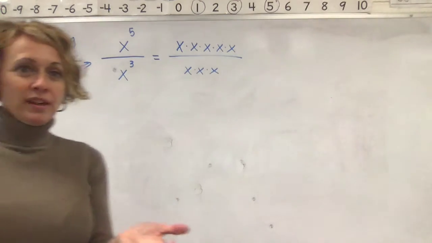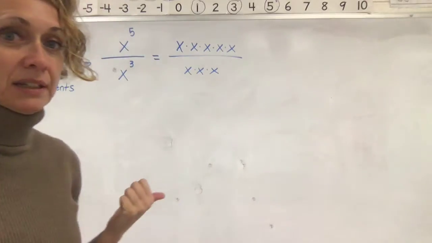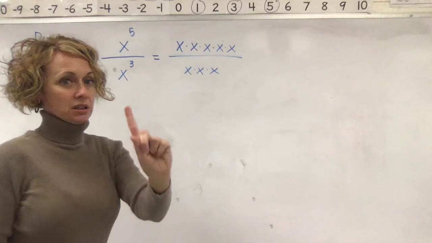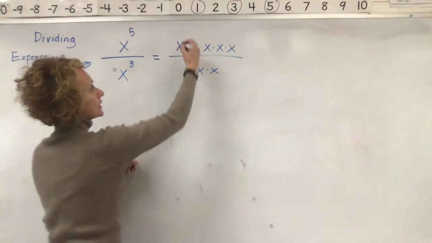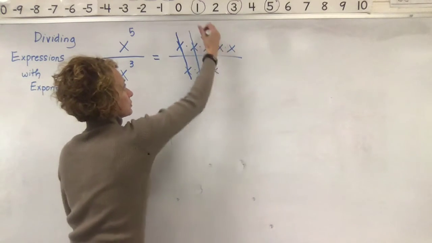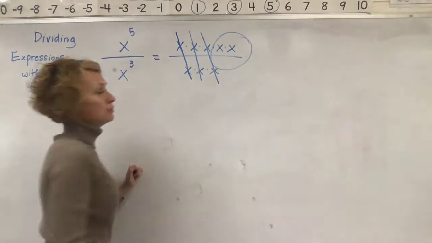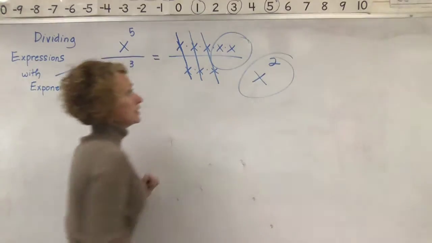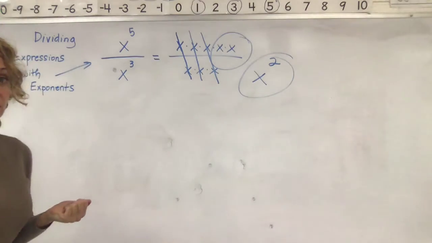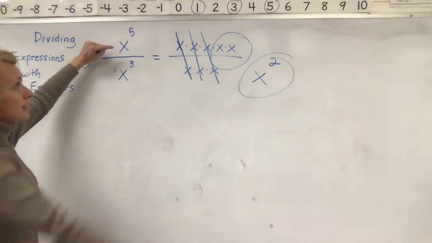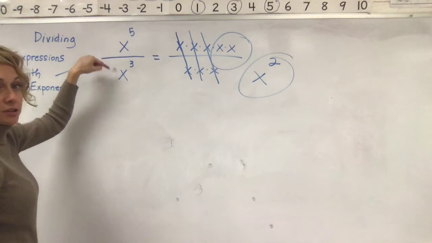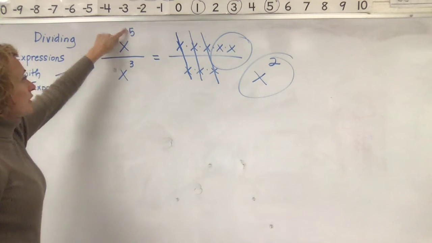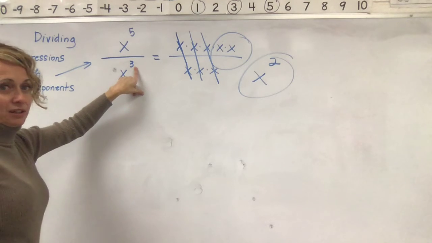Well, if we know that's what this expression means, and I also know that anything over itself actually is one whole, what I could do is go through and cancel these things. And look what I would be left with, x to the second power. So really, the shortcut here would be, hey, how would I get x to the second from this expression? I subtract the powers. The numerator power minus the denominator power.